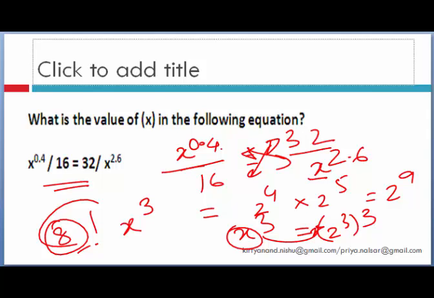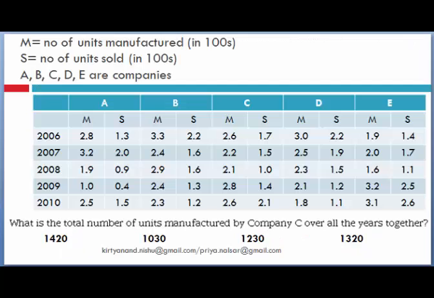Now next we will attempt the DI caselet which was asked. It was a very simple caselet, and this is the table with the information given. M is the number of units manufactured, S is the number of units sold, and these are companies A, B, C, D. The performance of all these companies is given across 5 years. Very quickly we will see how easy these questions are to answer.